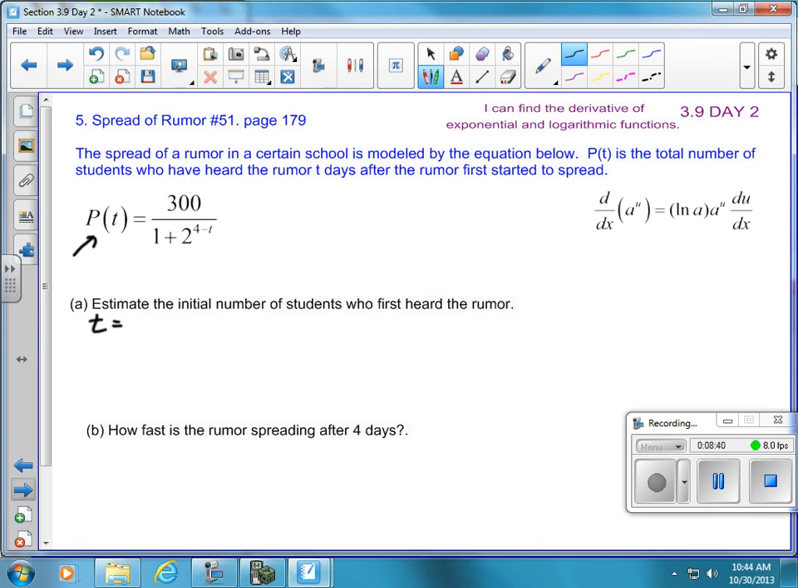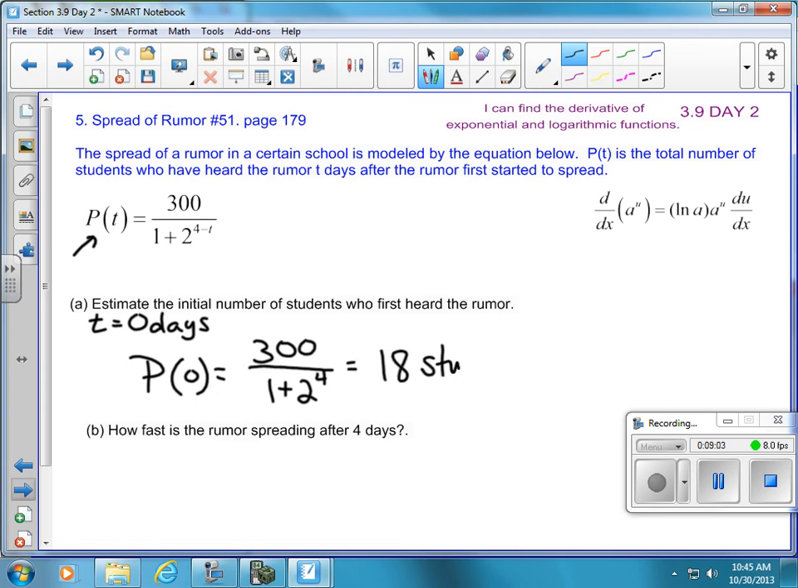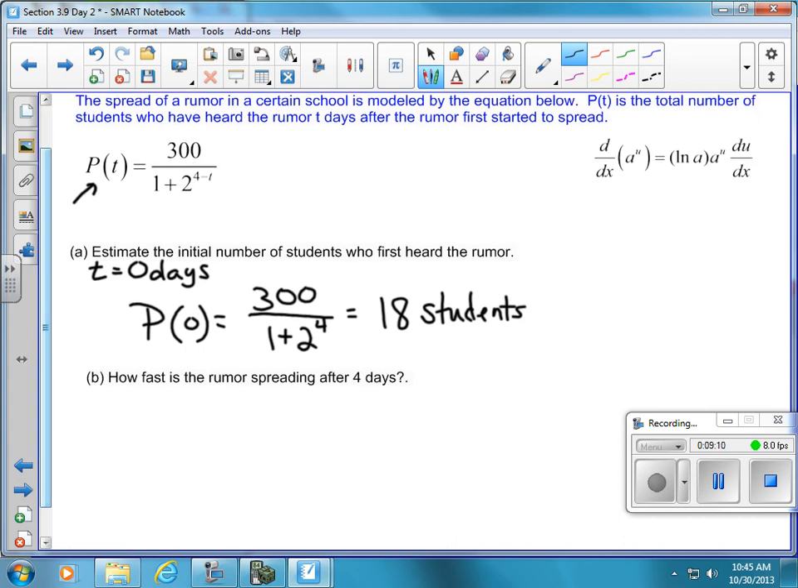Okay, so at T equals 0 days, we're going to plug that in to our equation and see what it comes out to be. 300 over 1 plus 2 to the 4 minus 0. Okay, that's 300 over 9, which I believe comes out to be 18 students. You need to round down to the lowest student because you can't have half of a student hearing a rumor. All right, how fast is the rumor spreading?